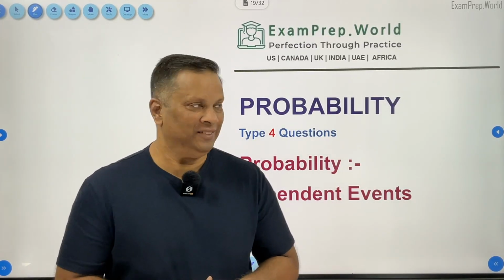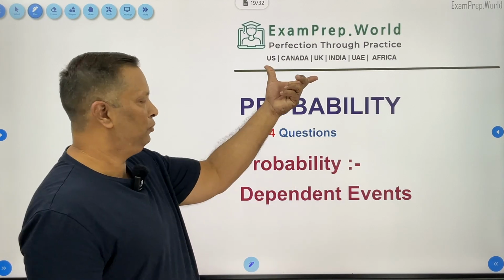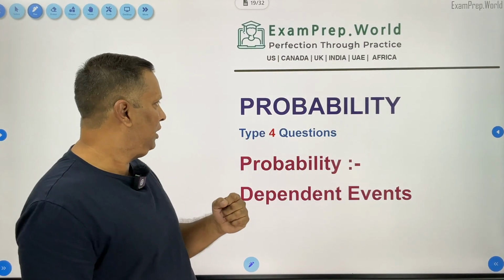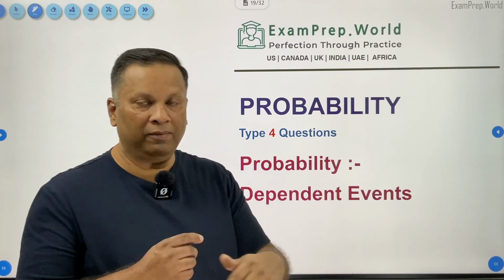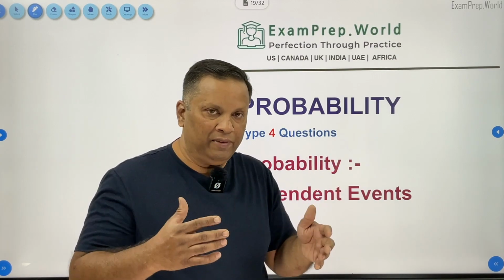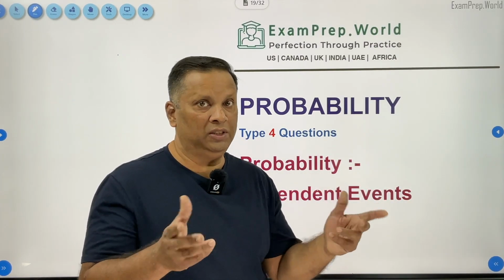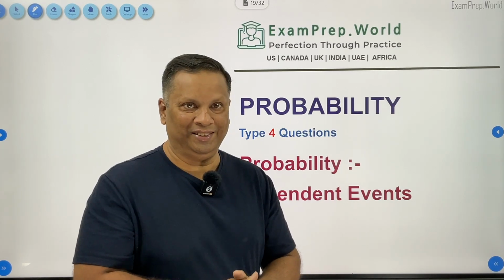Welcome children. So we are here back on the questions from examprep.world under the topic of probability, and we are going to do type 4 questions, which include probability of compound events. Dependent events. Dependent events are when one event is dependent on another. So we will see how these dependent events work. We'll take up the first question, and you will understand through this.